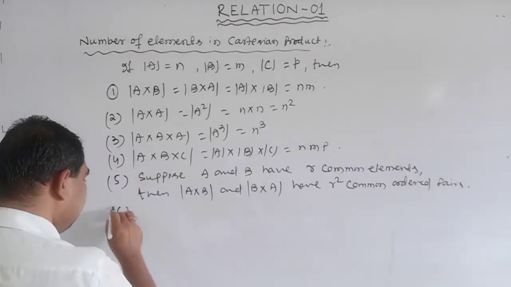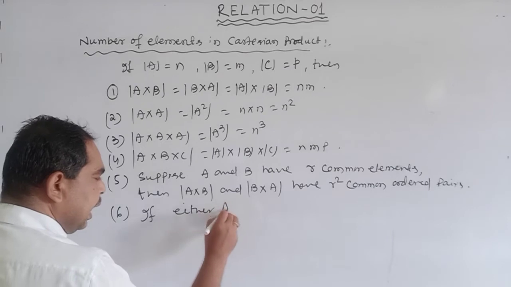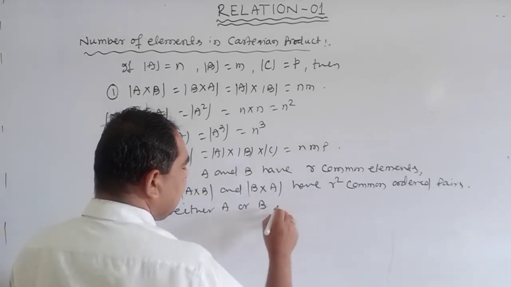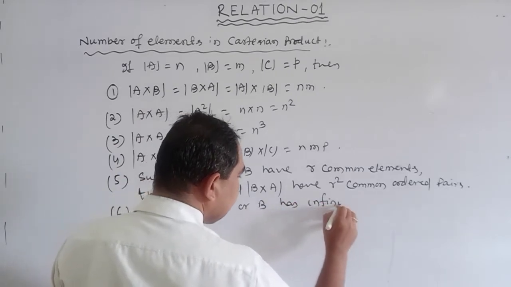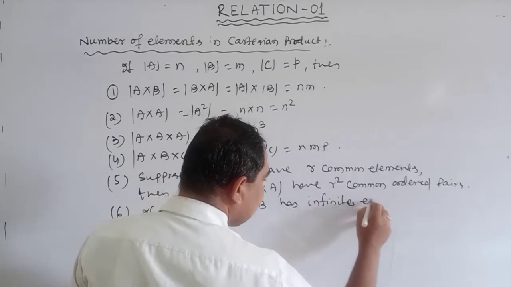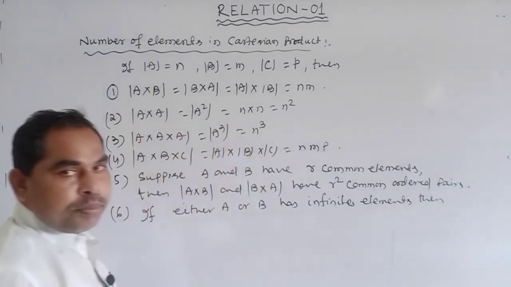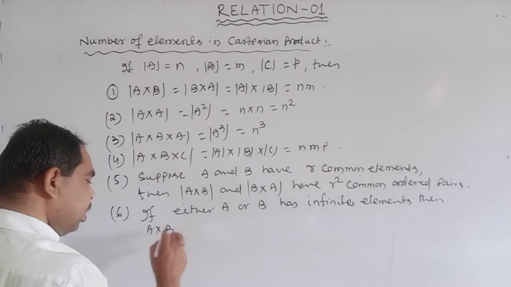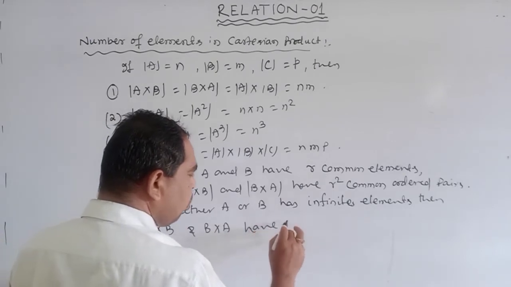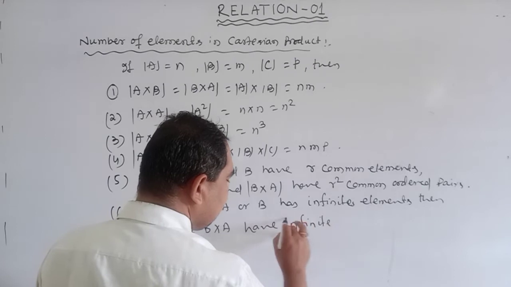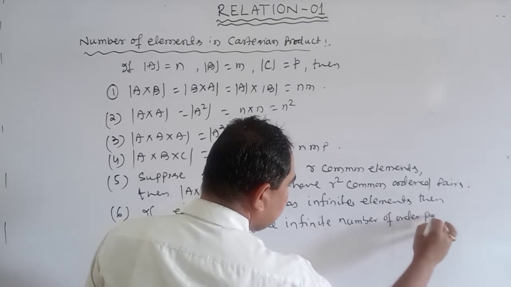Next, sixth. If either A or B is an infinite set, has infinite elements, then A into B and B into A have an infinite number of ordered pairs.